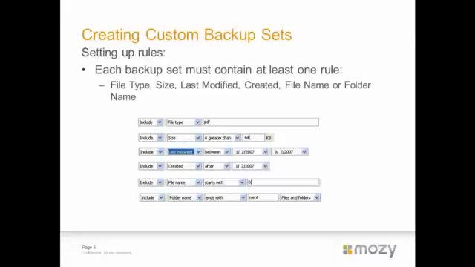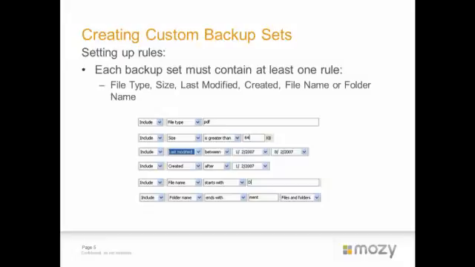There are different types of rules that you put inside of a backup set, and this is the list of them. There's file type, size, last modified, created, file name, and folder name. You'll notice also the include statement to the left. That's a drop down where you can put exclude. You would never create a backup set that was entirely made of exclude rules. You have to put things in the backup set before you can exclude them. So you can have exclude on there, but you need to include something in the backup set first.